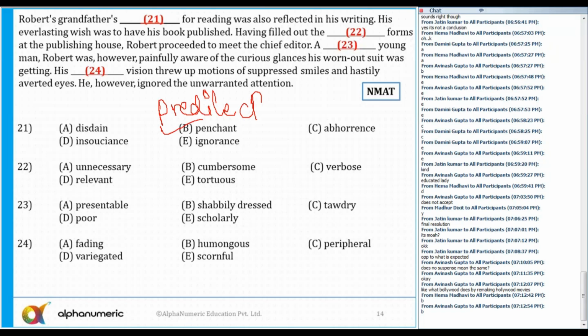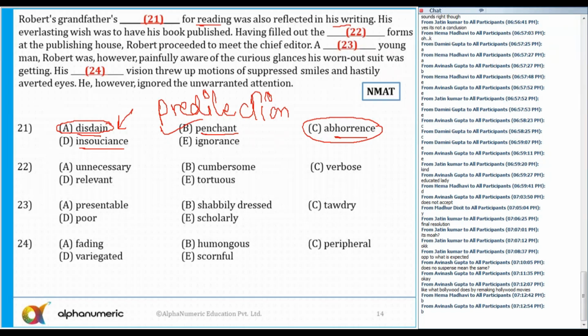You have a penchant for something, you have a predilection for something, you have a liking for something. It cannot be disdain or abhorrence. You feel disdain for something means you think that thing is inferior. You abhor something, you hate that thing. Insouciant means you are unconcerned. See, these words come again and again. Abhorrence and penchant and insouciant. So yes, the grandfather had a penchant for reading, and this was reflected in his writing.